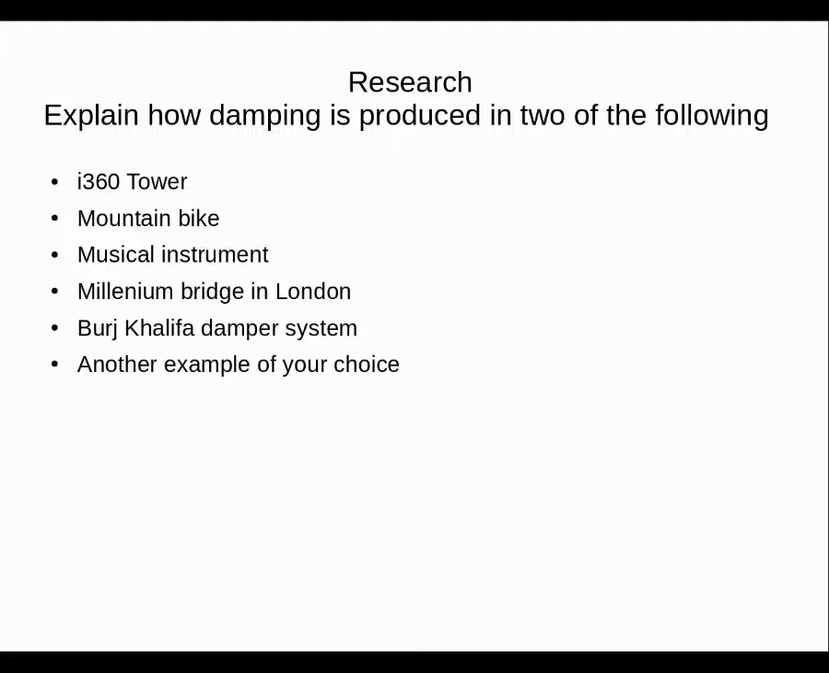The Burj Khalifa is an immensely tall building. It has a very interesting damping system at the top of the building. Can you find out how the Burj Khalifa is maintained without having large swaying at the top? So how does the damping work there? Alternatively, if you've come across anything else, and one that springs to mind would be earthquake design of buildings, any other example of damping that you're interested in, or you come across, would be acceptable as well.